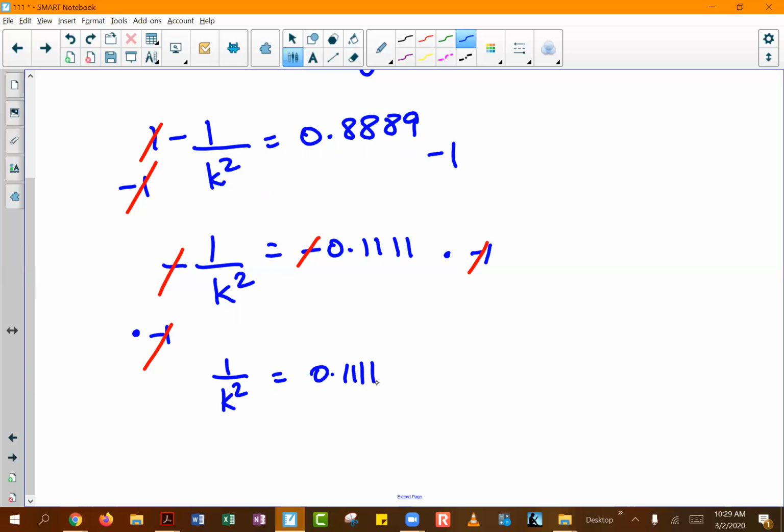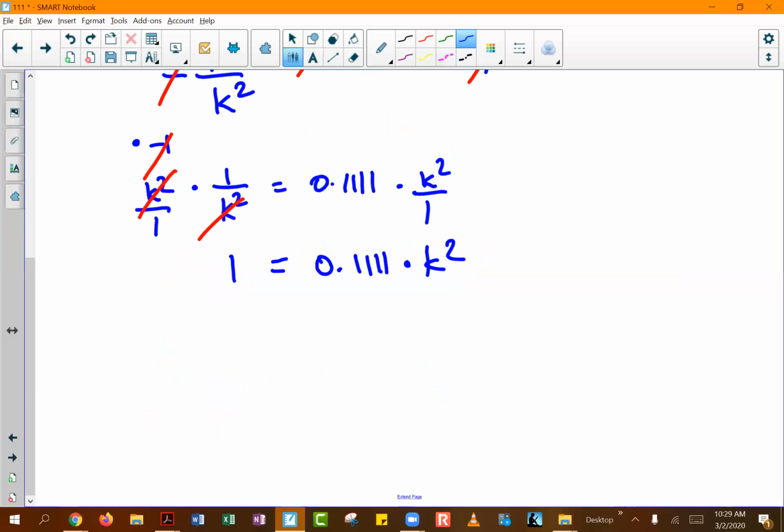Okay, now what do we do to get K squared by itself? Since K squared is in the denominator, what do we got to do? Yeah, essentially you're multiplying by the reciprocal. Very good. So you would actually be multiplying by K squared over 1. And that means we would end up with basically, since everything cancels out, you would have 1 left over here. And K squared would now be multiplied with 0.1111. Okay, then what would you do? Subtract 0.1111 from each side. Very good.